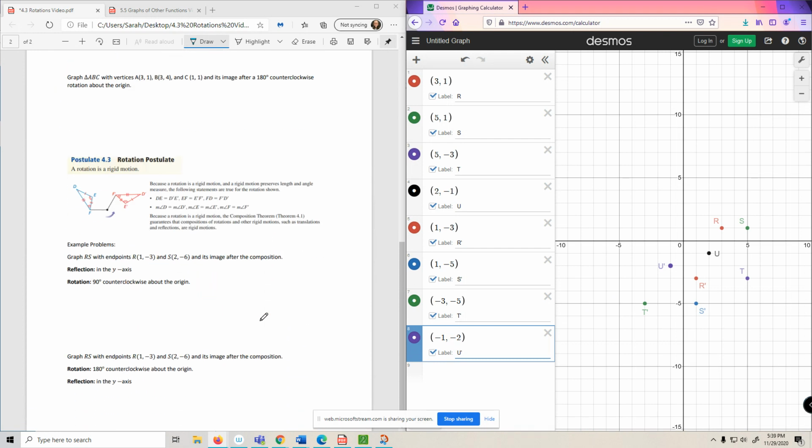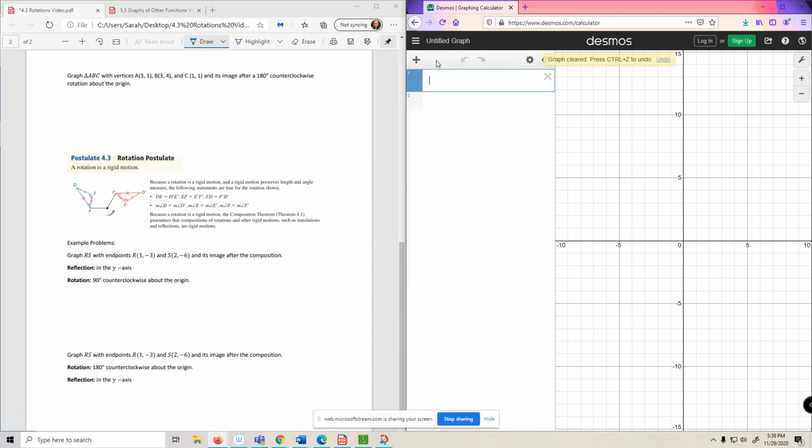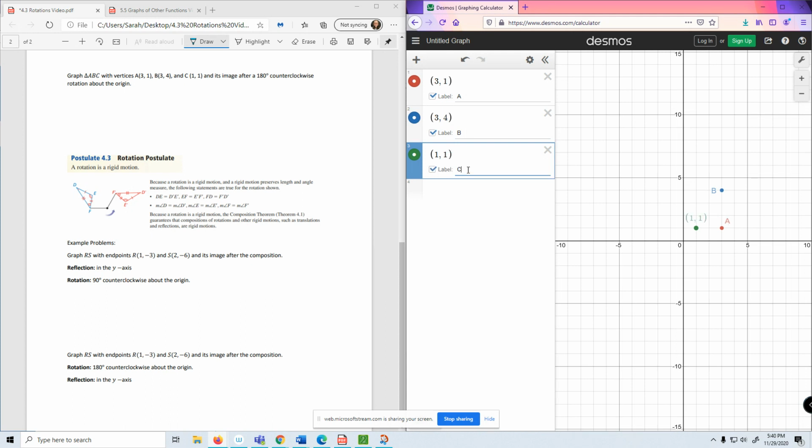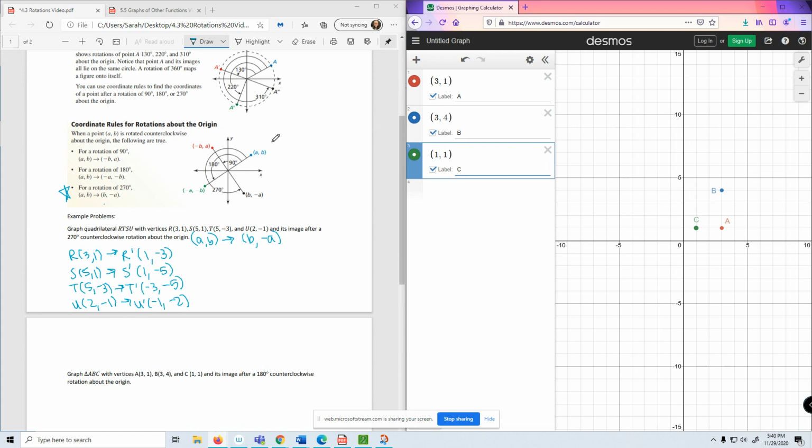Let's try another one. I'm going to get rid of all these things here because now we are starting with a different figure. We're starting with triangle ABC. (3, 1) is A. (3, 4) is B. And (1, 1) is C. How are we rotating it to get to its image? We are rotating 180 degrees counterclockwise. So let's look at our rules. If we are going 180 degrees counterclockwise, that's this one right here, (a, b) turns into (negative a, negative b).